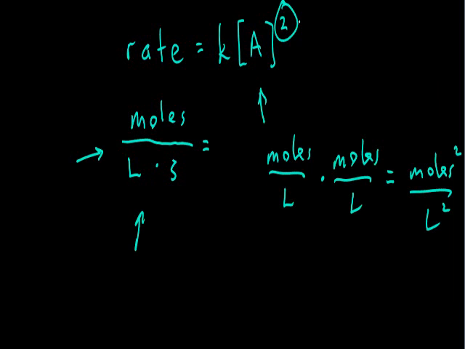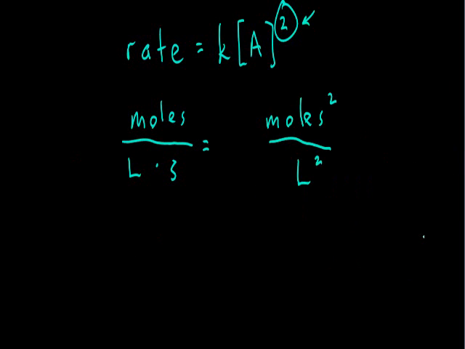So if we have our unit of measure, which is concentration of A inside the bracket, which is moles per liter, because we have second order, that's the same as moles per liter times moles per liter, which gives us our unit right now of moles squared per liter squared. Given that we know right now that we have moles squared per liter squared, the unit of K needs to be whatever it needs to be, so that when we multiply K times moles squared per liter squared, we end up with moles per liter per second.